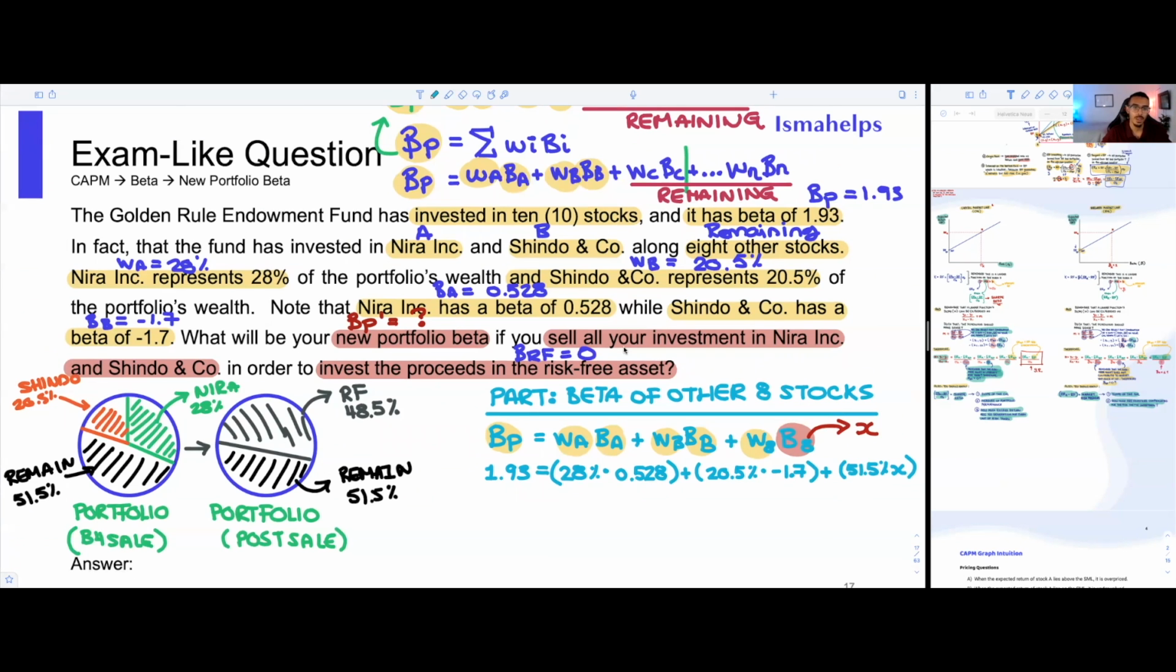I totally get it. So we're going to do a quick sense check just to see that we have everything. The portfolio beta is 1.93. 28% is invested in Nero Inc, whereas its beta is 0.528. That's correct. We also know that Shindo Co represents 20.5% of the portfolio's wealth. We know its beta is minus 1.7. And we also know that by definition, this means that 51.5% is invested in the 8 remaining stocks, and we're solving for the beta of the 8 remaining stocks. So that's amazing. We're super stoked.